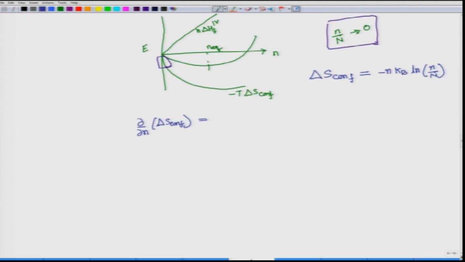Now, what we have to do is differentiate. There is n at two places, so we have to do it by parts: n by N into the derivative of N by n, plus ln N by n. So, these two get cancelled and what we are left with is kB.